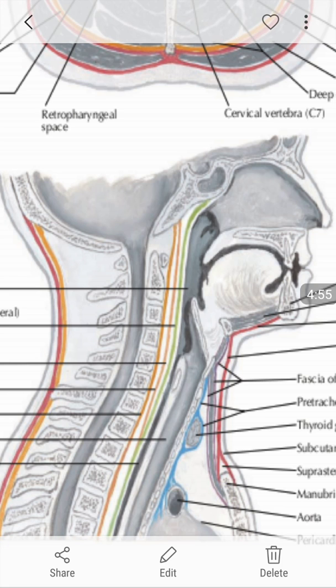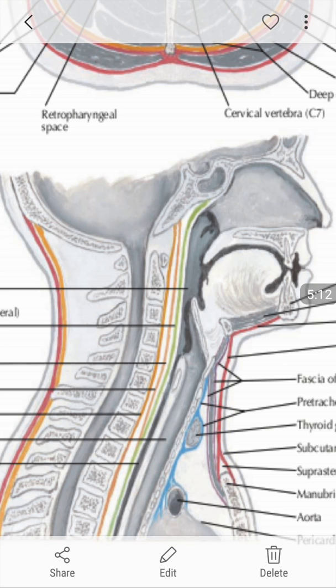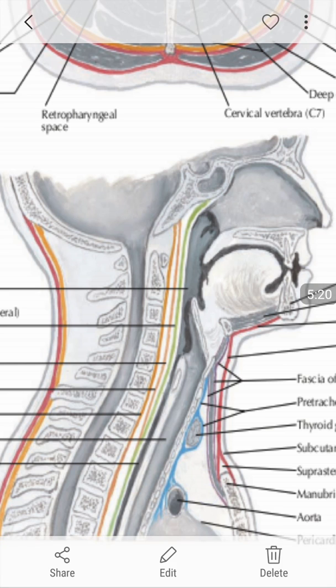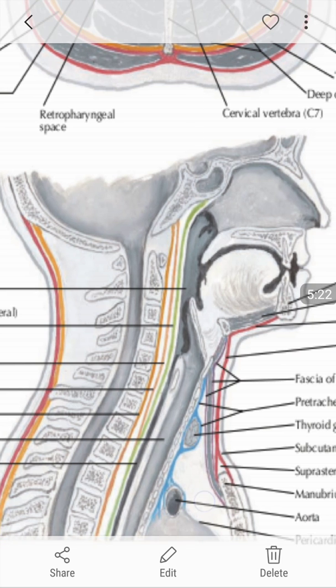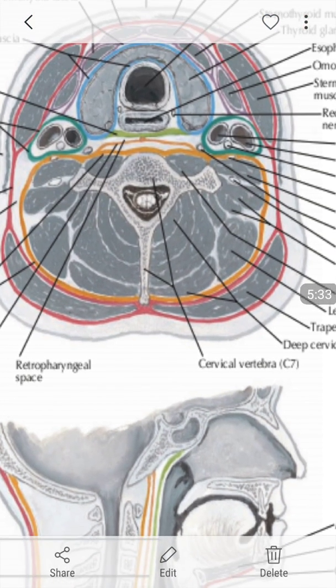So any infection occurring between this red one and this purple one, between these two layers, which are the investing layer of the deep fascia and the muscular layer of the pretracheal layer, would limit itself to the superior border of the sternum, whereas any infection occurring between the visceral and muscular layer, here you can see the white area, could enter the superior mediastinum. Here you can see the visceral layer merging with the fibrous pericardium.